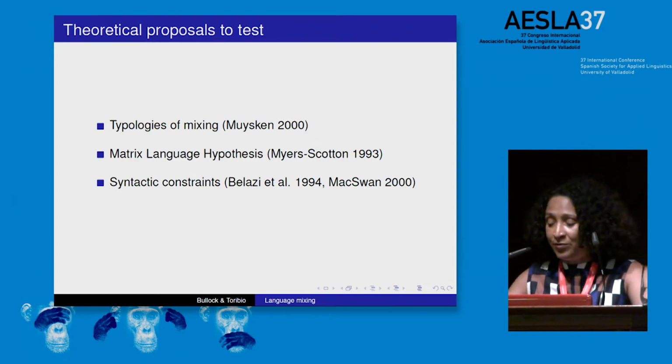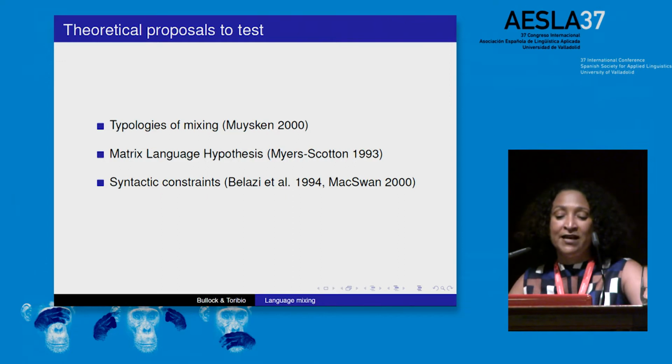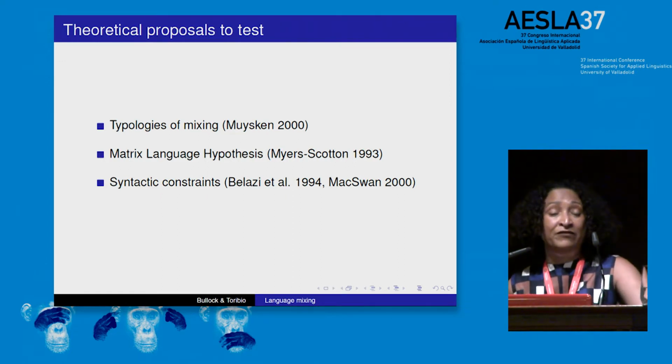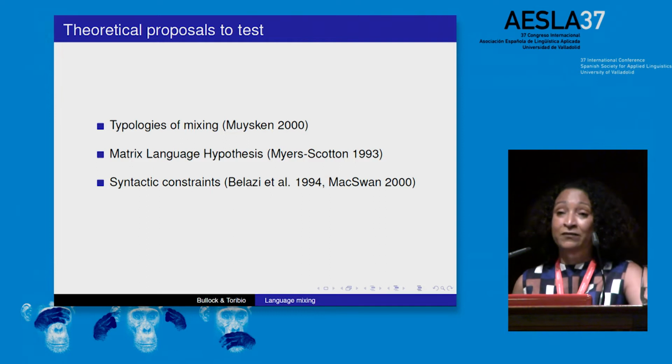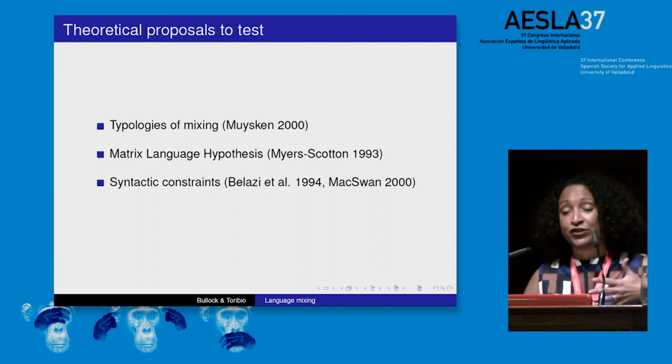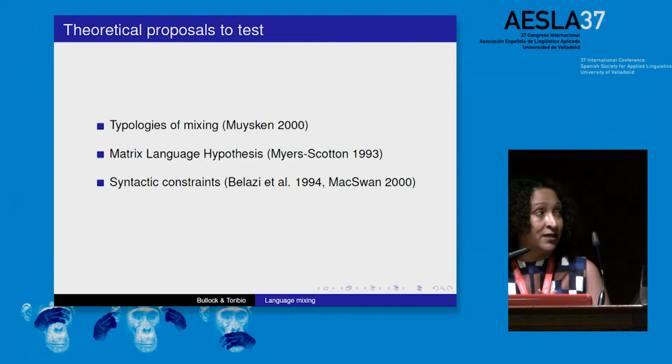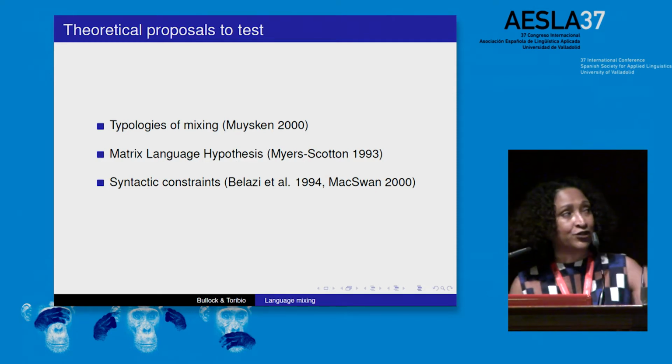There are these theoretical proposals that we might want to test. First, typologies of switching. Here we're referencing the work of Peter Muysken, who talks about insertion, alternation, and congruent lexicalization, which we won't talk about. We've got the matrix language hypothesis of Carol Myers-Scotton, which we'll also look at. And then we'll look at some syntactic constraints, including the functional head constraint, which I co-authored with Belazi and Rubin when I was a graduate student, and Jeff MacSwan's null theory of code switching.